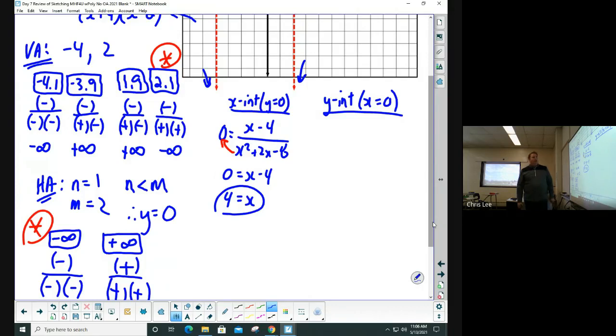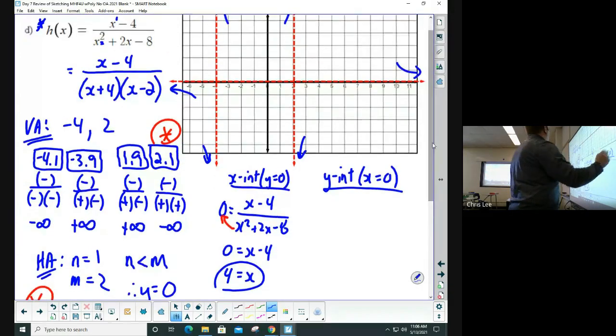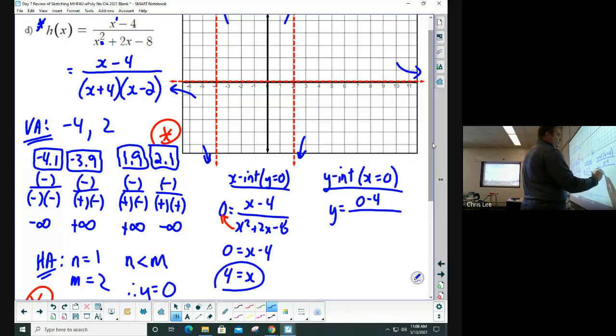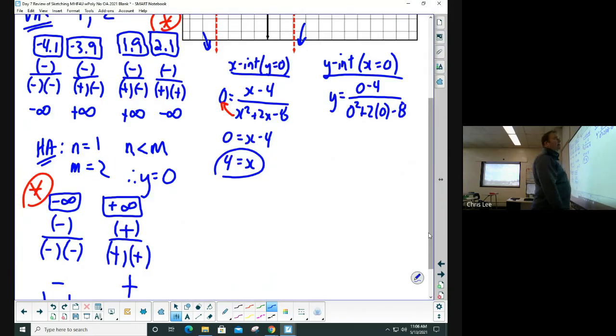Next, the y-intercept. Again, I'm going to plug in x equals 0 into the original. So it's y equals 0 minus 4 over 0 squared plus 2 times 0 minus 8. And that means that y equals negative 4 over negative 8. Negative divided by negative is positive. 4 over 8 reduces to 1/2.